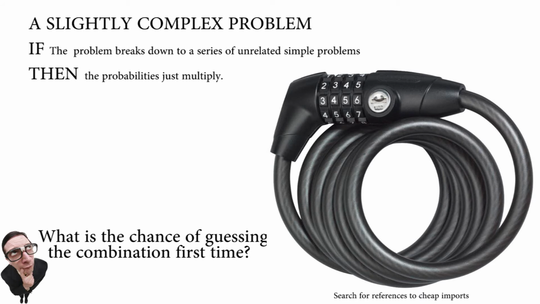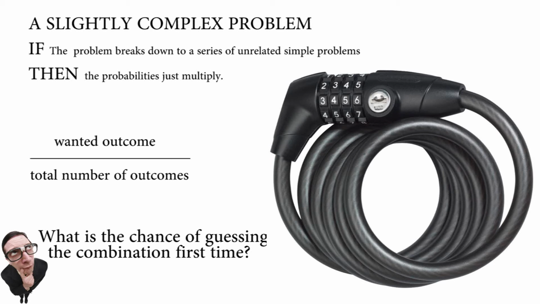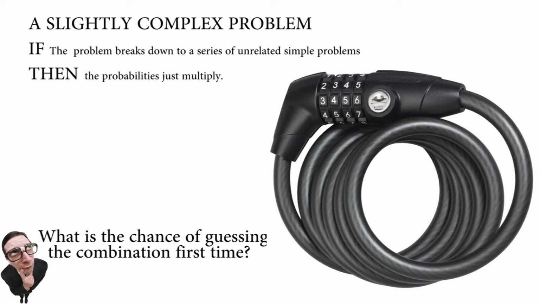Unless someone sold you a dud lock, it's always worth checking. So, it's a complex problem, 4 reels, but can be broken down into 4 simple problems. Write down the wanted outcome over the possible outcomes. There is only one number that should be correct on the first reel out of a total of 10 outcomes.